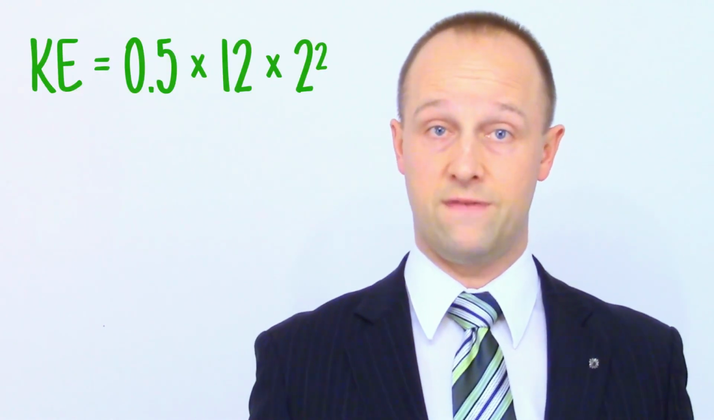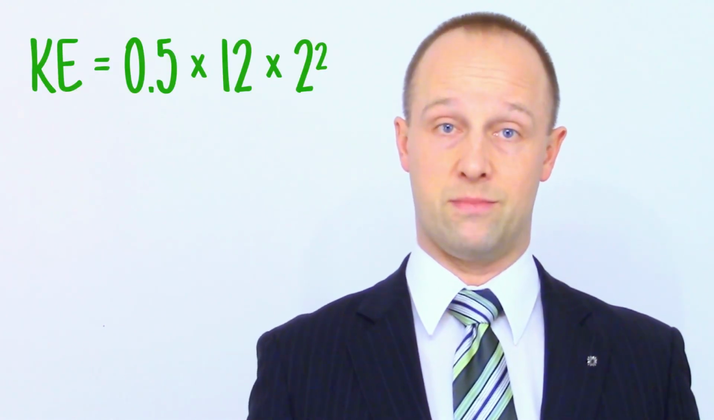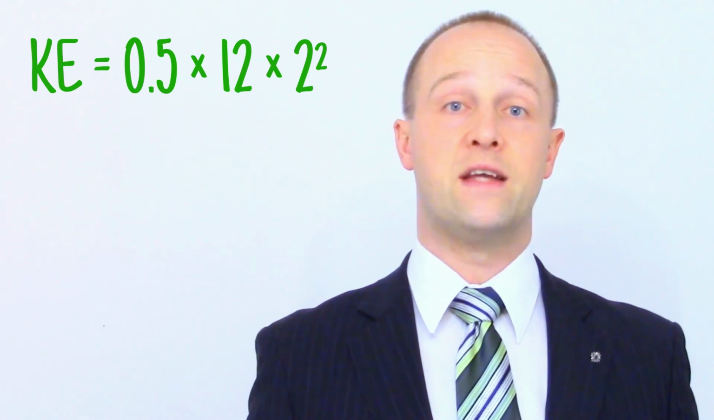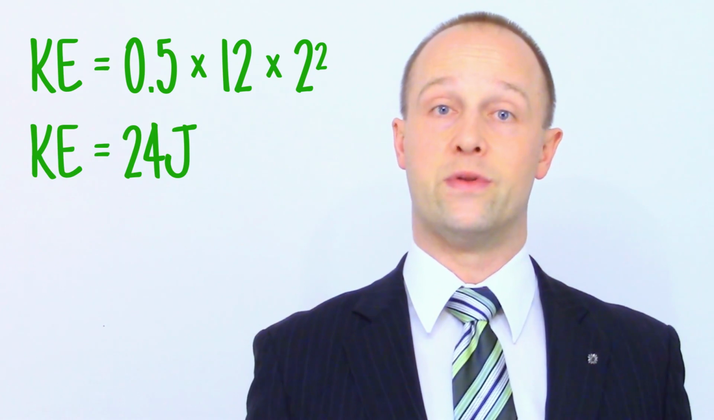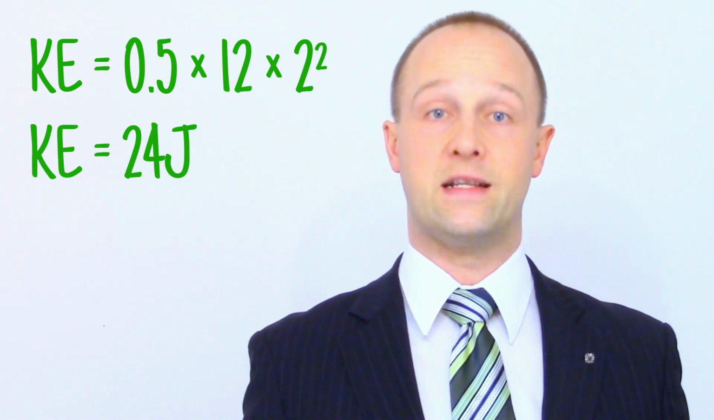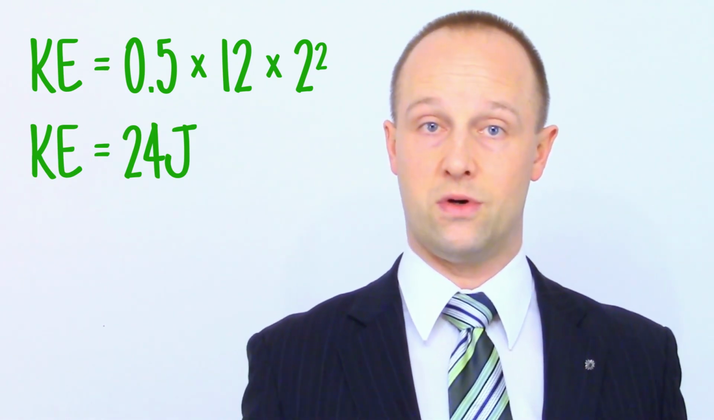Now let's see what happens when we double the mass. Our calculation will now be KE equals a half times 12 kilograms times 2 squared, which gives us 24 joules. Doubling the mass has doubled the kinetic energy. This is why getting hit by a heavier object hurts more.